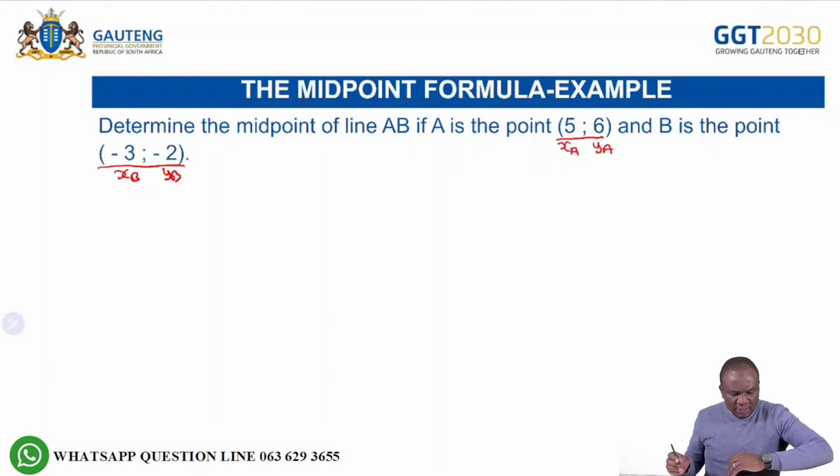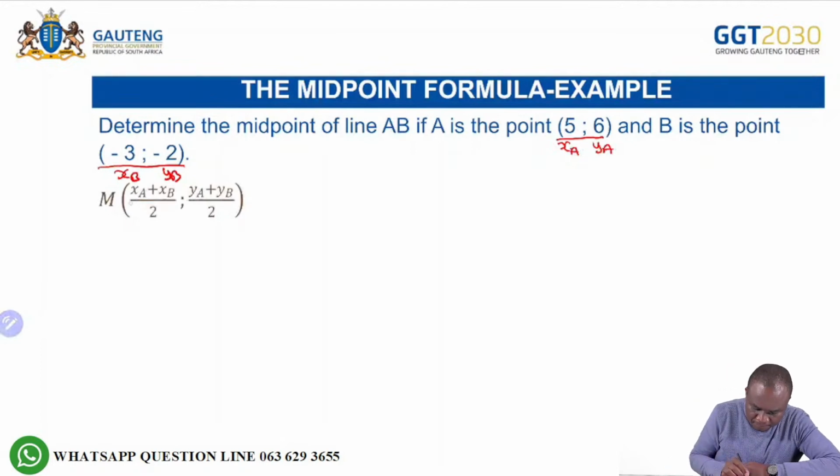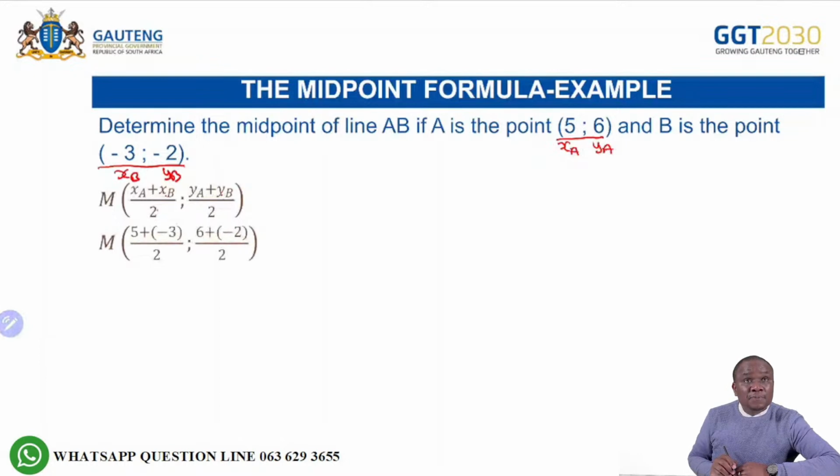Okay, let's do that. XA plus XB divided by 2 will give us the x coordinate of the midpoint. And then YA plus YB divided by 2 will give us the y coordinate of the midpoint. Then just substitute into this formula. That's the midpoint formula. And then we substitute. What is 5 plus negative 3?